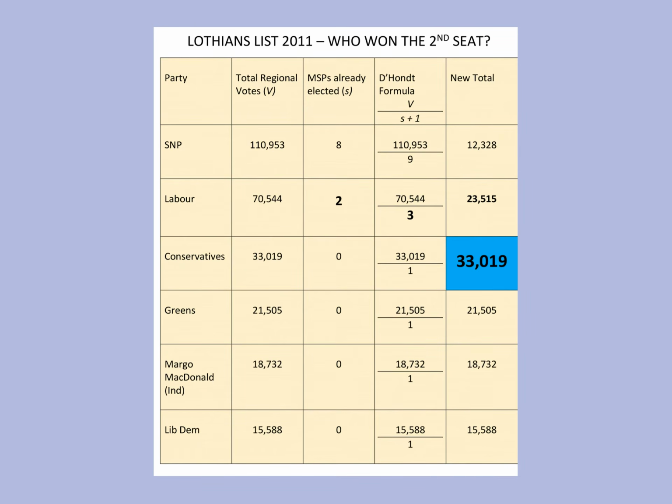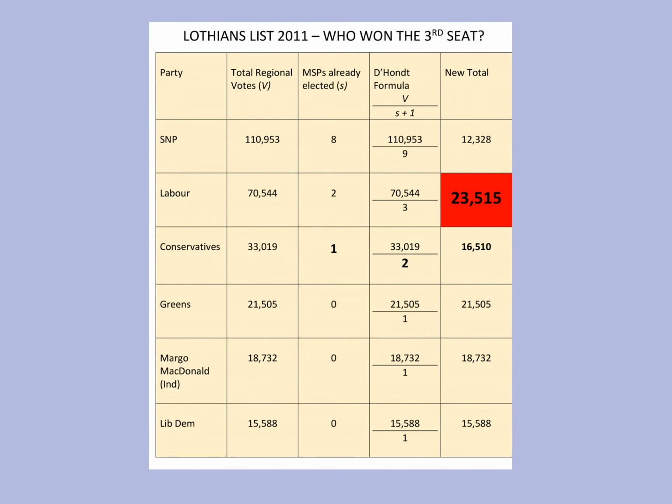So, let's look at seat number 2. Now, because Labour have 2 MSPs, the constituency one they got at the beginning and the regional seat they've just won, we go back and divide their total regional vote by 3. Don't ask why, it's just how de Hondt works. To work out the totals for seat number 2. This time around, the party with the most votes is the Conservatives, so they win seat number 2. And we move on to seat number 3. This time, it's the Conservatives' total vote that's divided by 2. That's de Hondt again, which puts Labour back into the lead, and they get seat number 3.